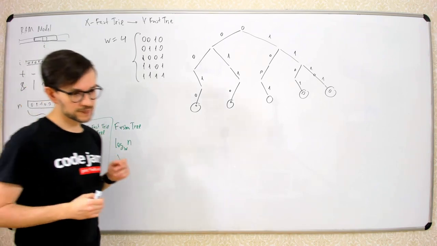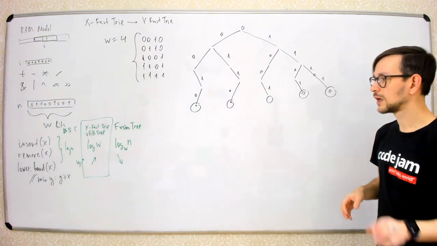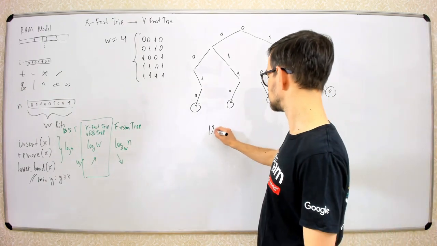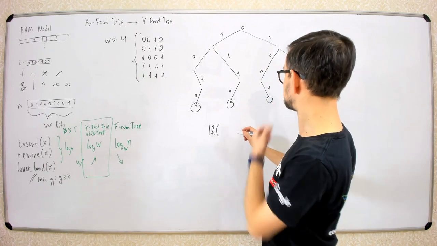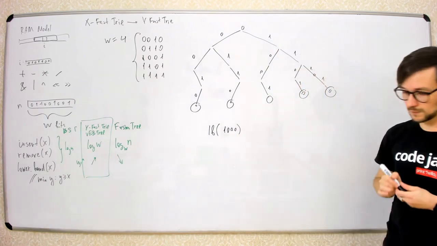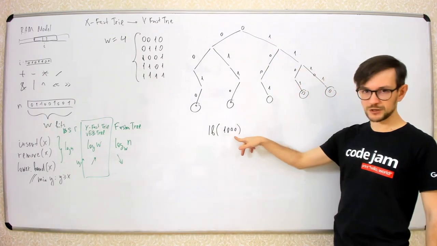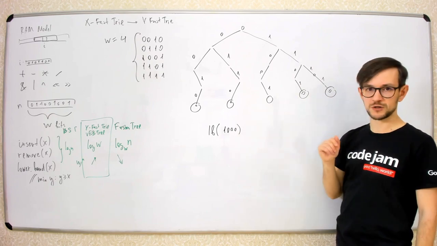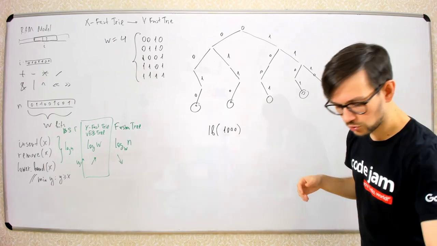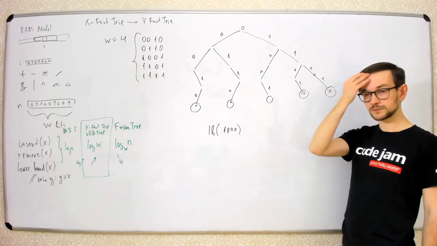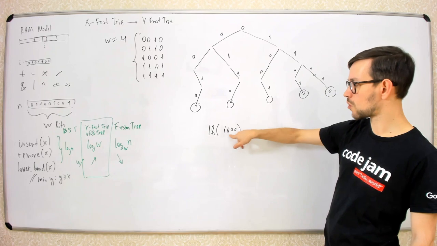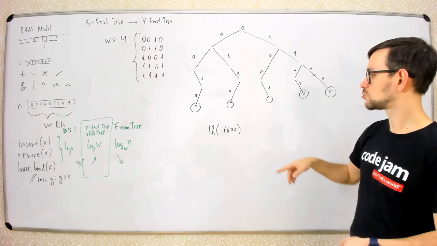Now, how to find the elements? Imagine you build this tree. How to find the lower bound for a given tree? So now, you want to find the lower bound for something, let's say, like this. Given some integer, you want to find the lower bound of this integer in this tree. So what can you do? You just follow this path from top to bottom. You try to find the smallest integer which is greater or equal than this. So you try to find this integer.